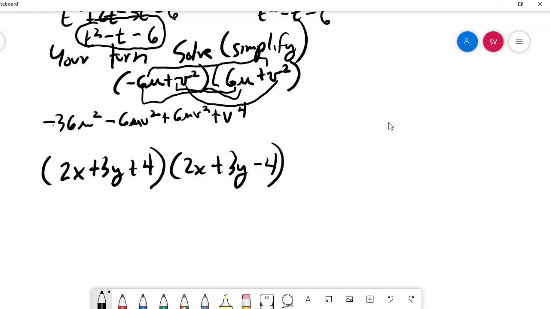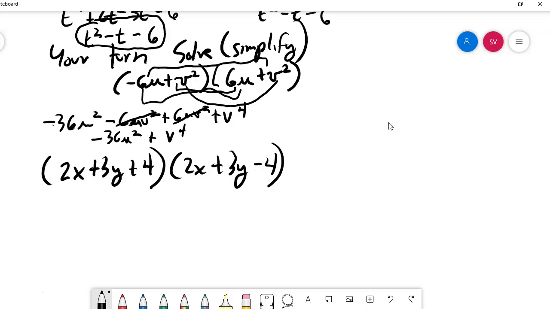to the fourth. So now we have minus 36u squared minus 6uv squared plus 6uv squared, which cancel to 0. And then I just get plus v to the fourth. So you're done with the FOIL method.